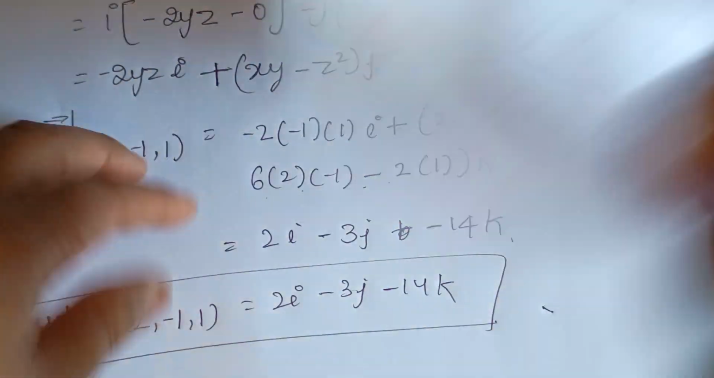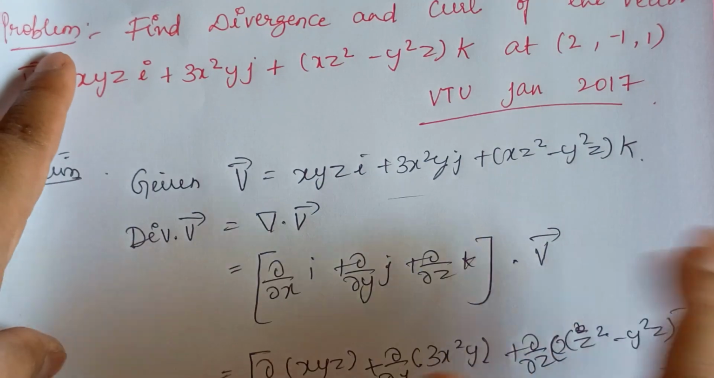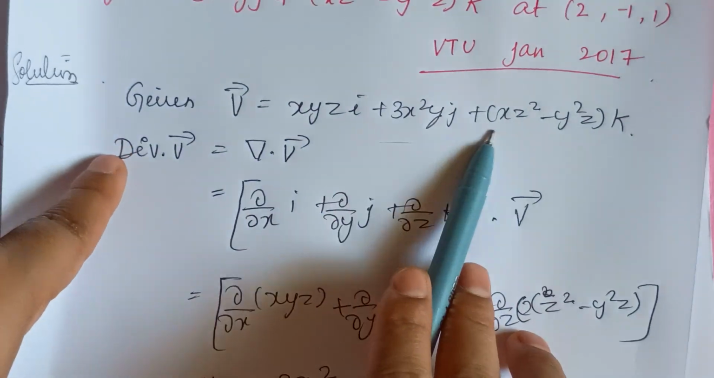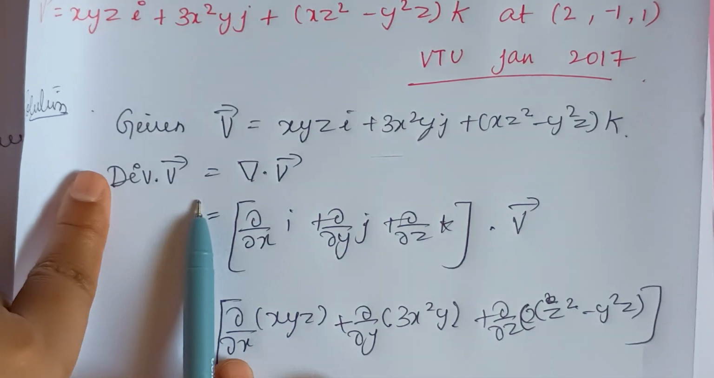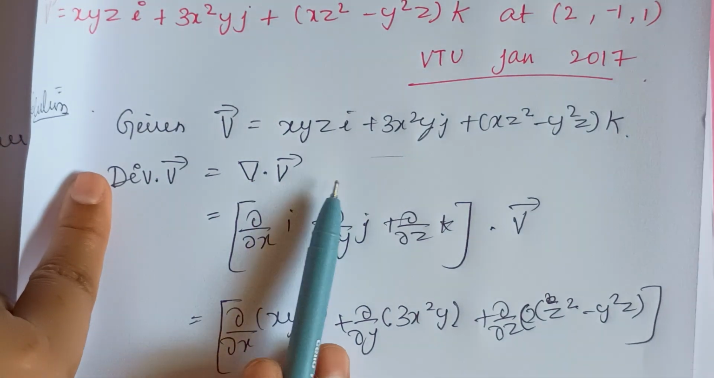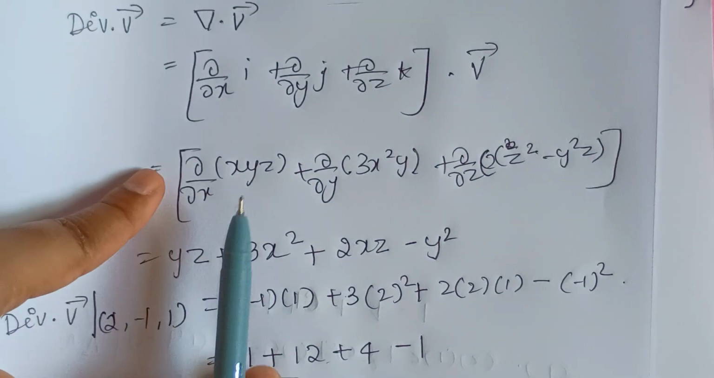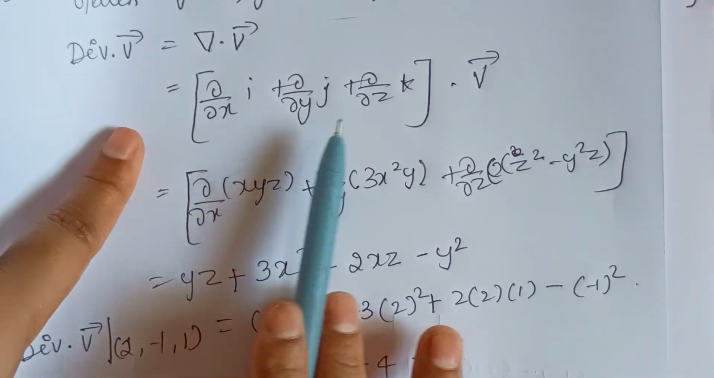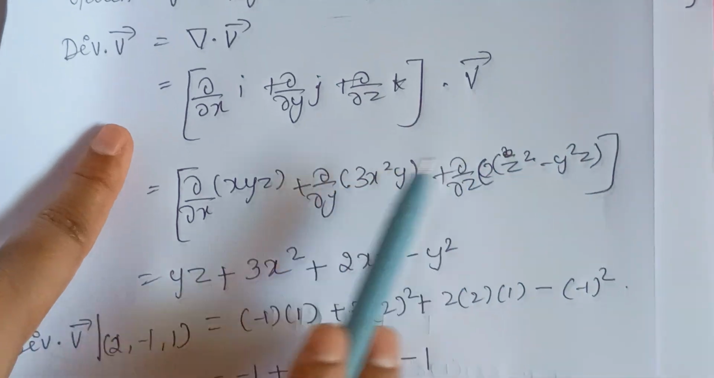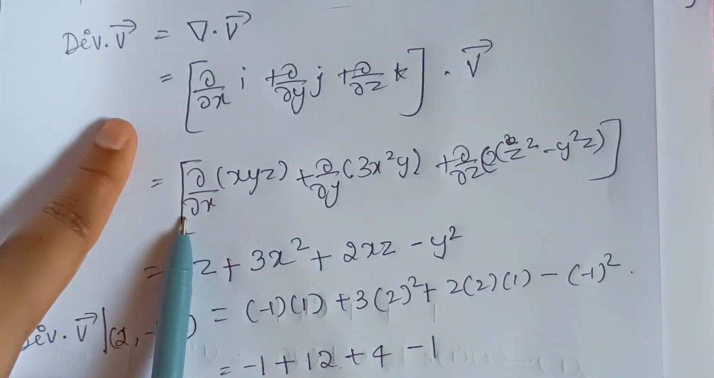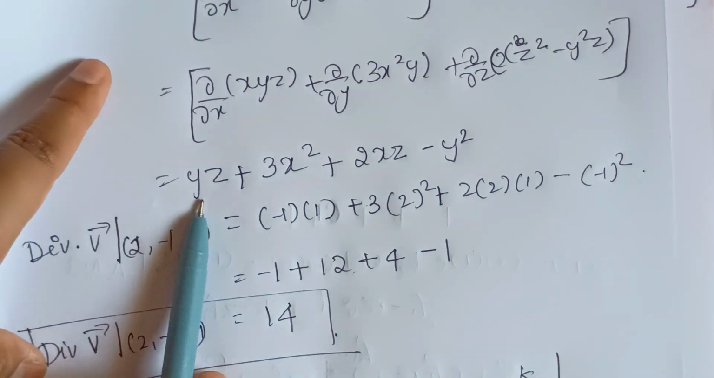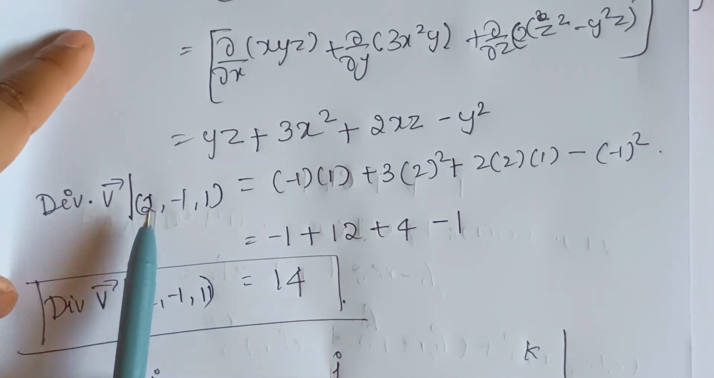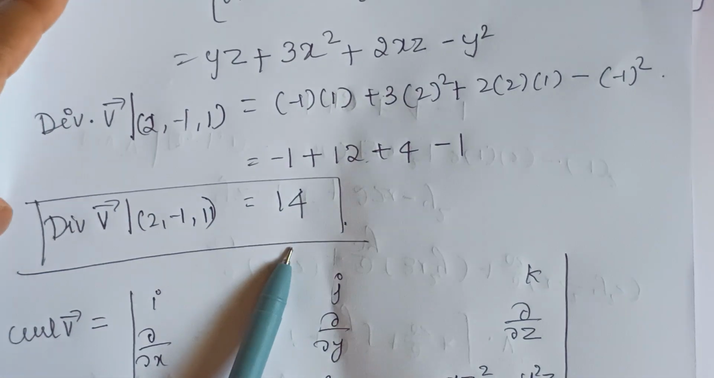So finding the divergence and curl of the vector at this point. First, this is the given vector. Finding divergence of vector v, that is del dot vector v. Del is written like this, vector v. Now just multiply the corresponding elements. If you multiply, i into i is 1, j into j is 1, k into k is 1. So you get this. Then partially differentiate with respect to x, y and z. Now substitute the values (2, -1, 1). So at these points, the divergence of vector v is 14.